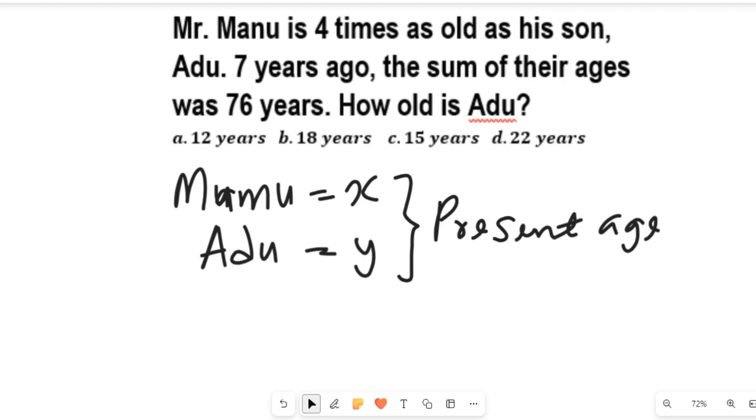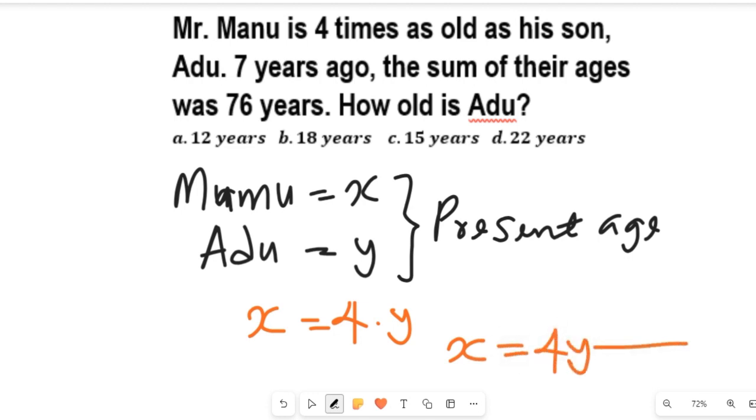Now the first sentence is that Mr. Manu is 4 times as old as his son Audu. For that first statement, Manu's age, which is X, is equal to 4 multiplied by Y. So from that expression, X is equal to 4Y. And that is the first expression we are going to put.